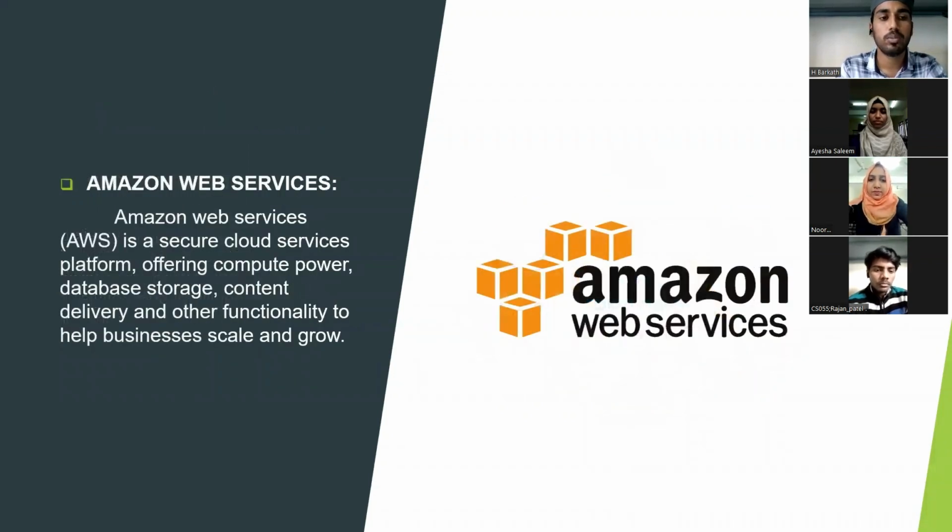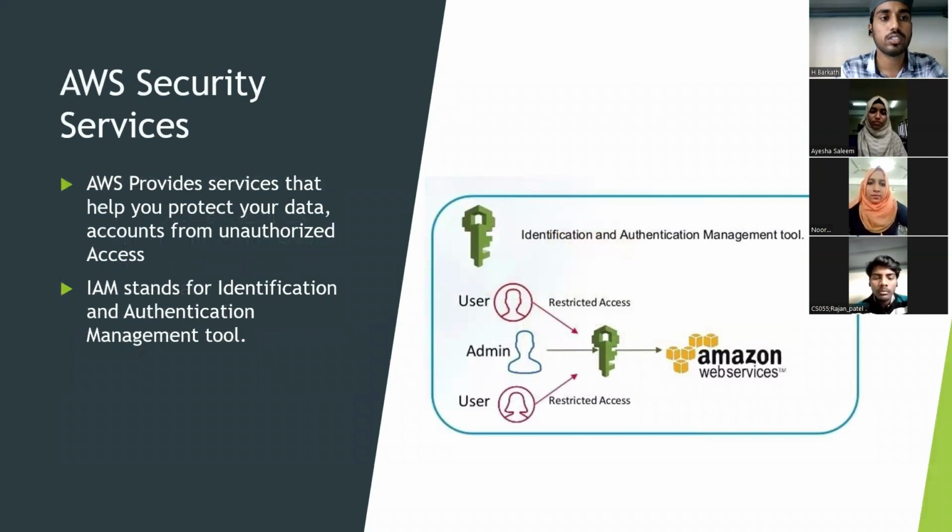And then AWS. AWS is Amazon Web Services. AWS is a secure cloud service platform offering compute power, database storage, content delivery, and other functionalities to help businesses scale and grow. In AWS, there is AWS security service. AWS provides services that help to protect your data and accounts from unauthorized access. In AWS security services, there are two types: IAM and KMS.